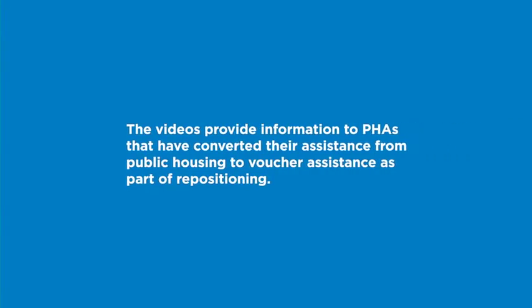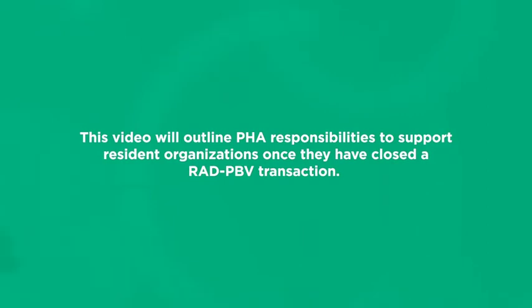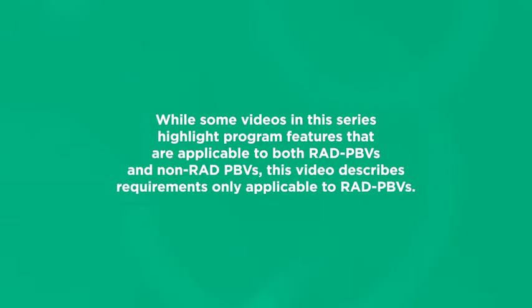The videos provide information to PHAs that have converted their assistance from public housing to voucher assistance as part of repositioning. This video will outline PHA responsibilities to support resident organizations once they have closed a RAD PBV transaction. While some videos in this series highlight program features that are applicable to both RAD PBVs and non-RAD PBVs, this video describes requirements only applicable to RAD PBVs.